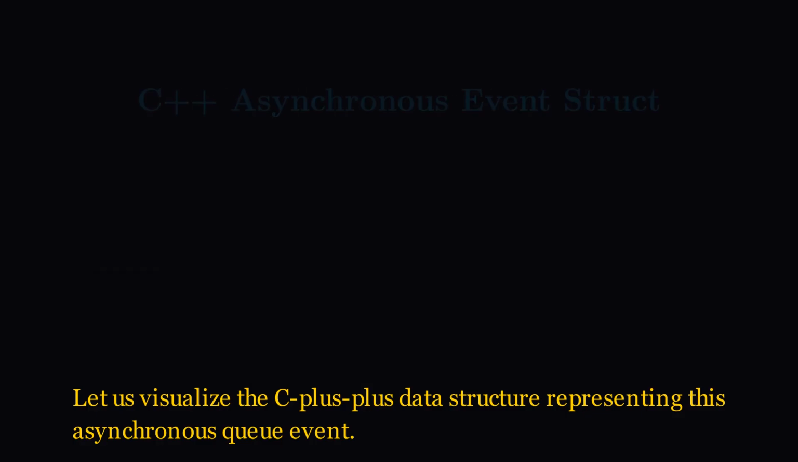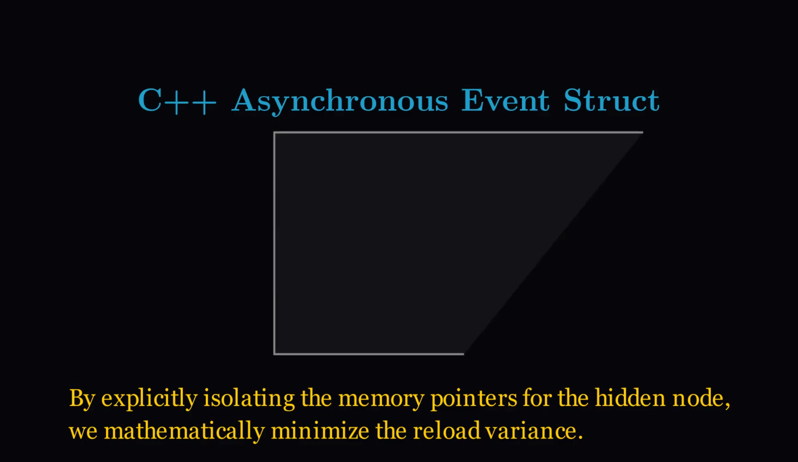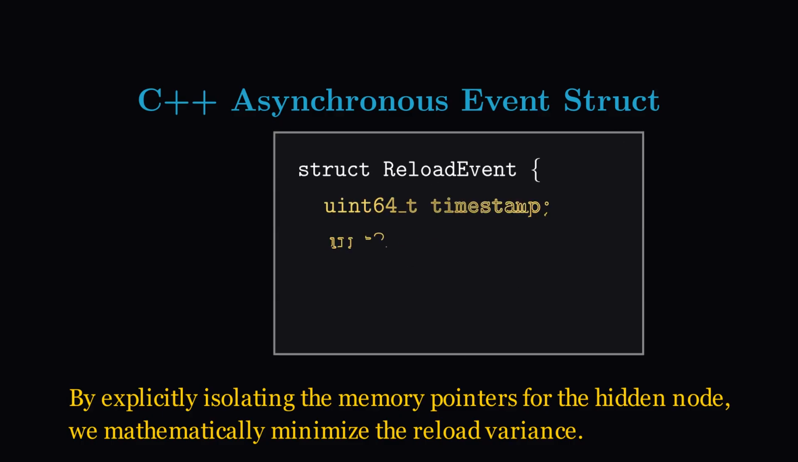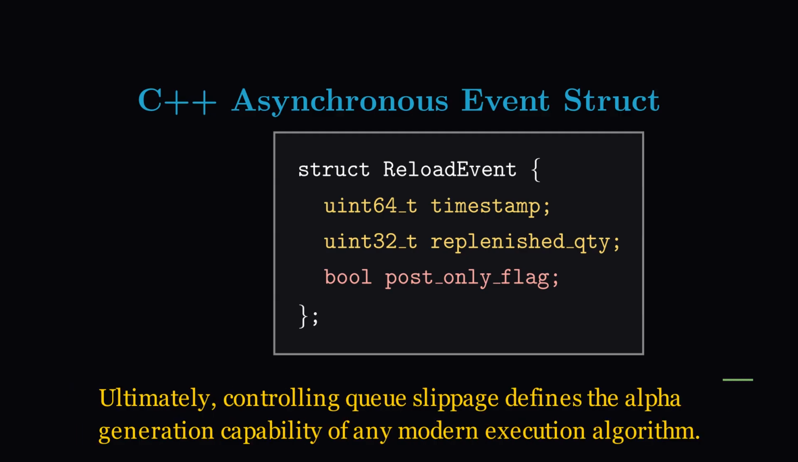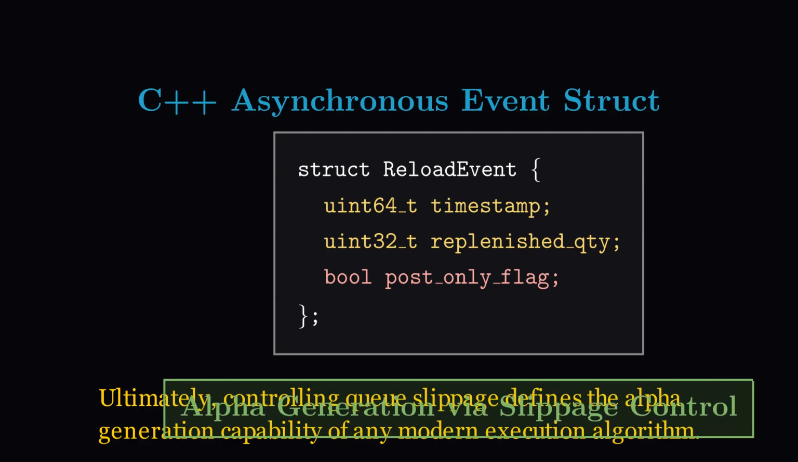Let us visualize the C++ data structure representing this asynchronous queue event. By explicitly isolating the memory pointers for the hidden node, we mathematically minimize the reload variance. Ultimately, controlling queue slippage defines the alpha generation capability of any modern execution algorithm.